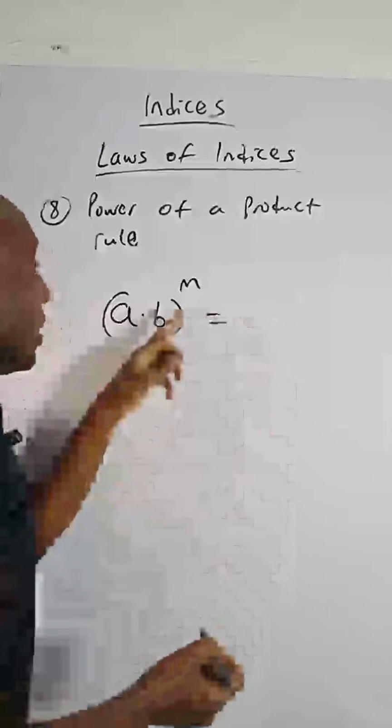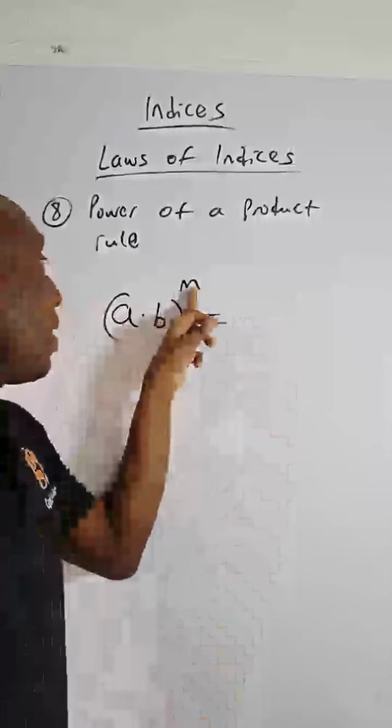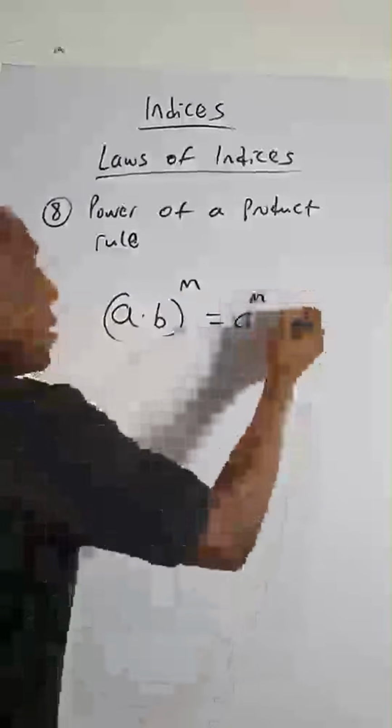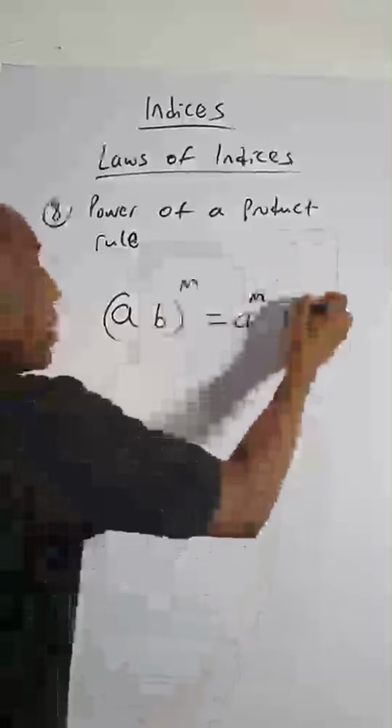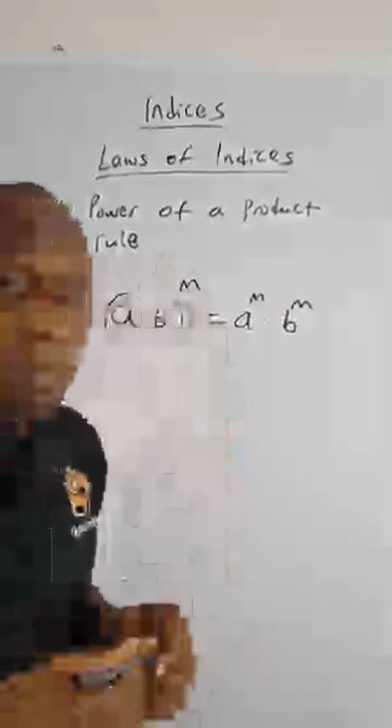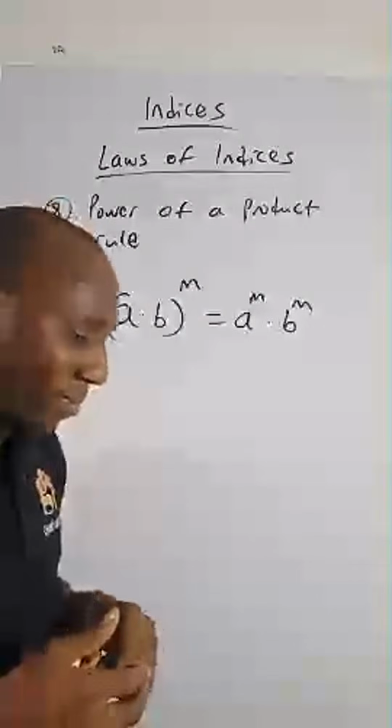This is equal to what? You distribute the power M to A and B. So this will be equal to A raised to the power M times B raised to the power M. See what I've just done? I've distributed the power to the product in the bracket, AB. How would that make sense?